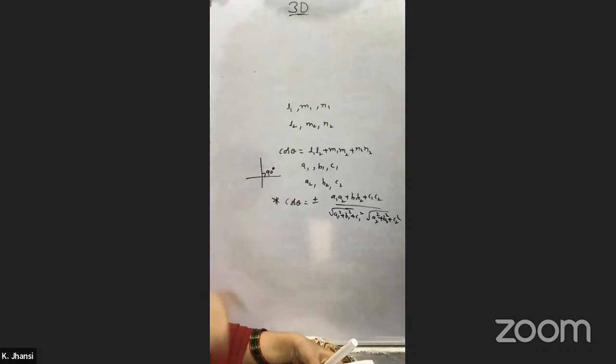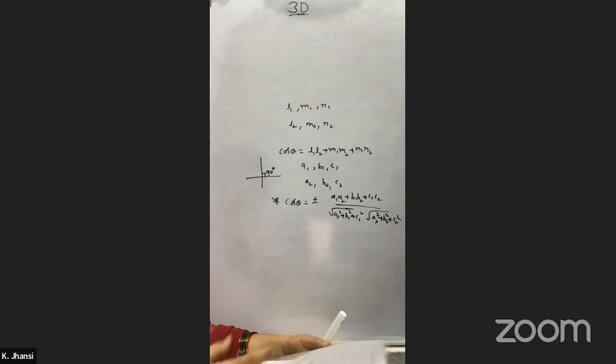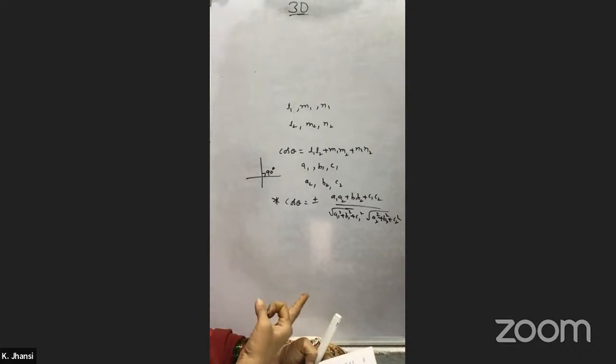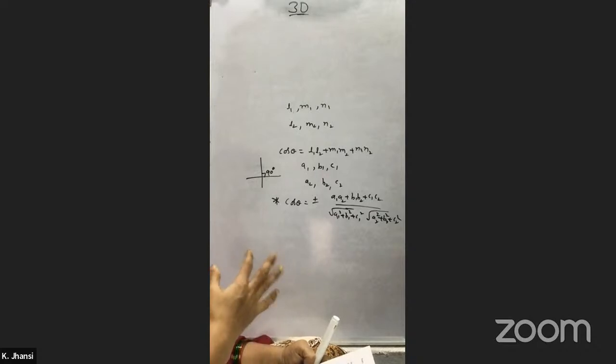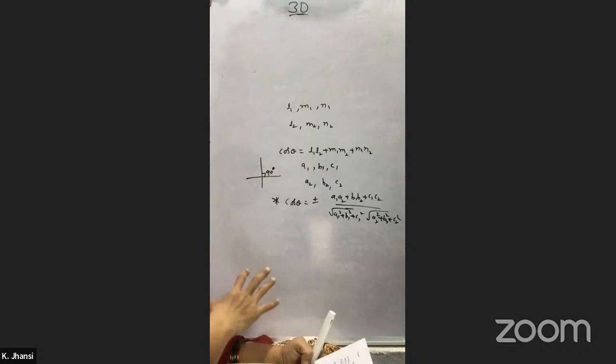Whenever both lines are parallel, it means theta value is 0. Then cos theta value you will get as 1. So whenever two lines are parallel, we'll go for the sin theta. So in sin theta, you will get some relation whenever two lines are parallel.